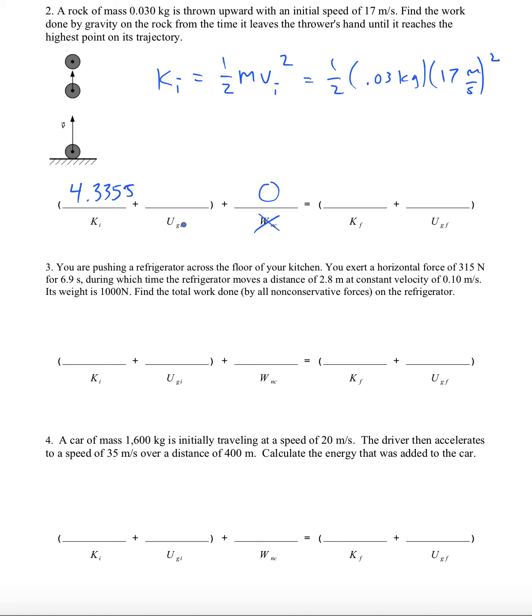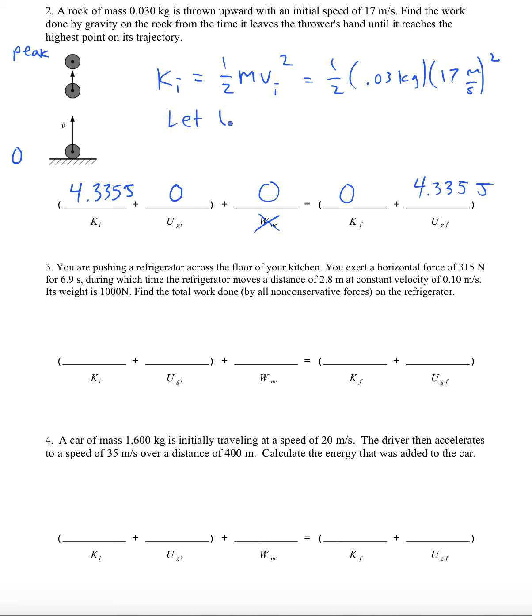How much gravitational potential energy does it have? Well, we typically make the ground 0. So let's let that be 0. What about at the peak? Is the ball moving? No, right? So that makes the final kinetic energy 0. So then it's quite easy to find out that we could solve for the U_G here. The final U_G will actually be 4.335 joules. It's the only way the equation could be true.